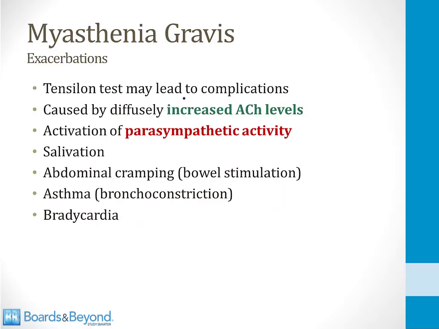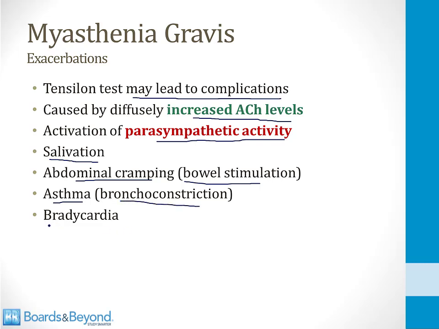Now, you should be aware that the Tensilon test may lead to complications, and it's high yield for you to understand these for the Step 1 exam because all of these complications relate to the fact that edrophonium diffusely increases acetylcholine levels and therefore it generally activates the parasympathetic nervous system. So all of these complications are basic elements of the parasympathetic nervous system being turned on by edrophonium. Patients given the Tensilon test and edrophonium may begin to salivate, they may develop abdominal cramping from bowel stimulation, they may develop asthma from bronchoconstriction, and they can also develop bradycardia.